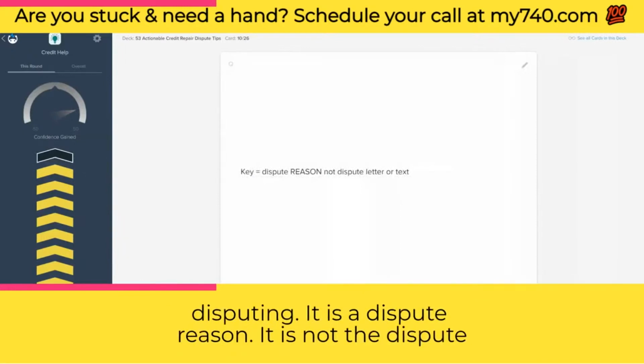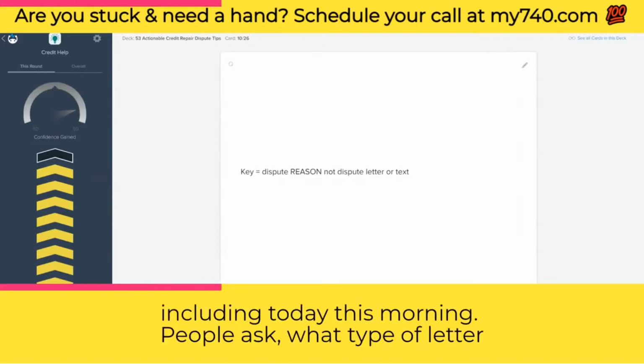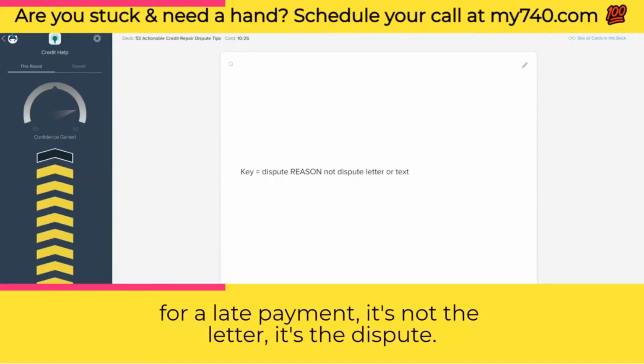So here's the key to disputing. It is the dispute reason. It is not the dispute letter or the text. I can't tell you how many times, including today, this morning, people ask, what type of letter do I send out? What's the letter to send out for a charge off, for a late payment? It's not the letter, it's the dispute reason.